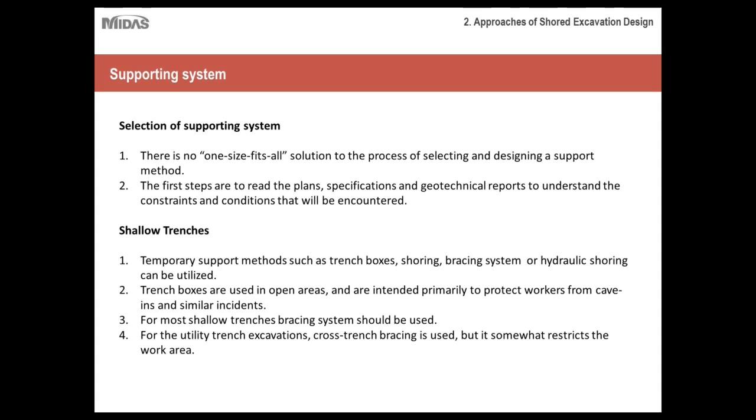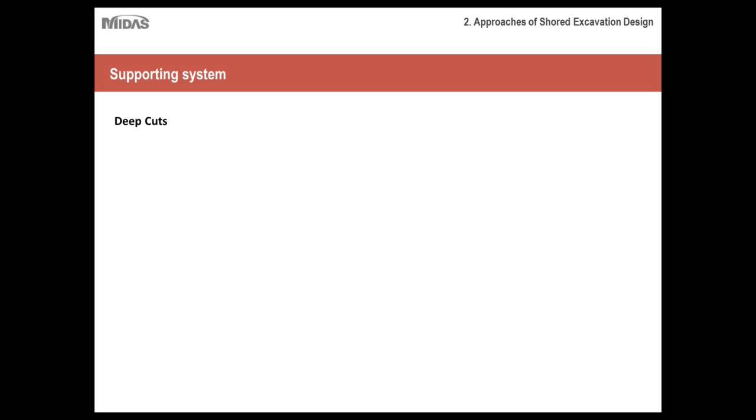And for utility trench excavations, cross trench bracing is used. But cross trench bracing, as we all know, somewhat restricts the work area. So if the need is to get someone in the utility trench and work, it is recommended to go for a trench box because safety is the most important thing. But if it is something that could be managed from outside the trench itself, then cross trench bracing is the next best option. Now that was for shallow trenches.